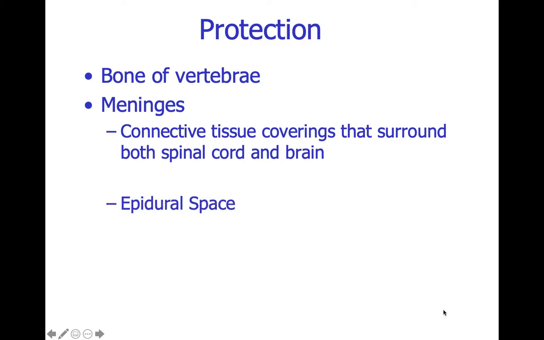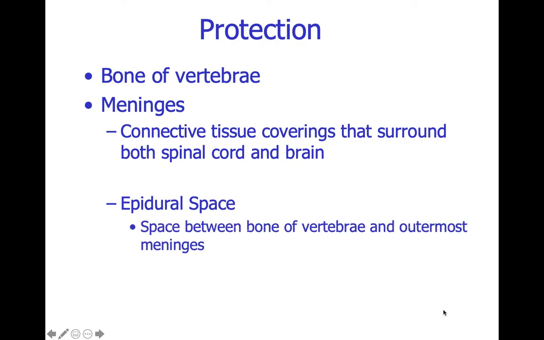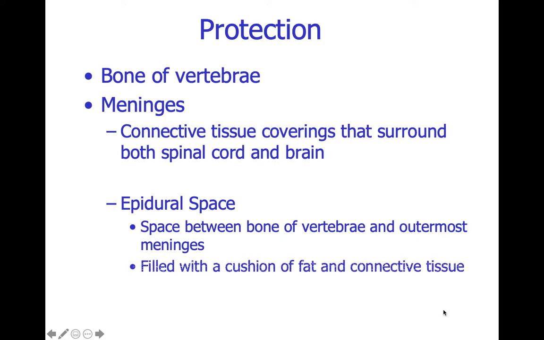But what we have to talk about first is the epidural space. Epi means what? Above, upon, around. So the epidural space is going to be above, upon, around the dura. Okay, this is going to be the space between the bone of the vertebra and the outermost of the meninges, which will be called the dura mater, which we'll talk about in a moment, but that's where we get the dura from. So this epidural space is the space between the bone of the vertebra and the outermost meninges.